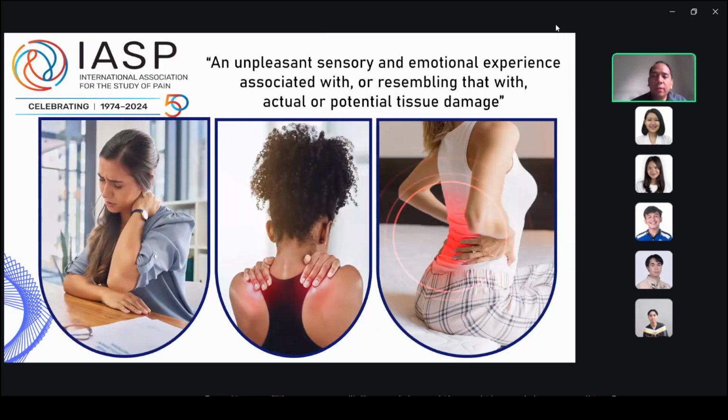So our first case, meron tayong office lady. And number second, housewife. And our third is an ICU nurse.